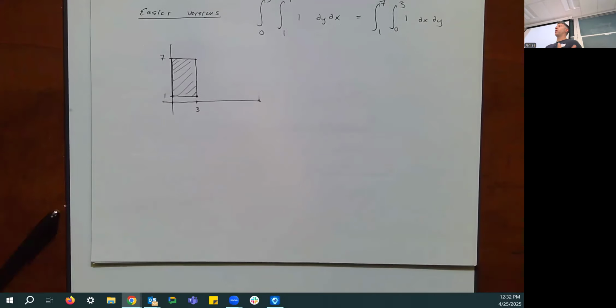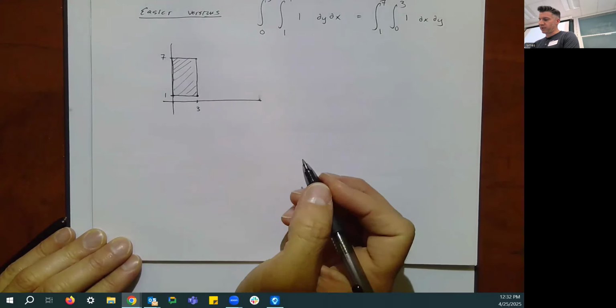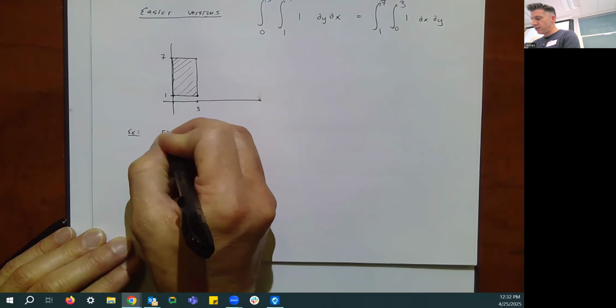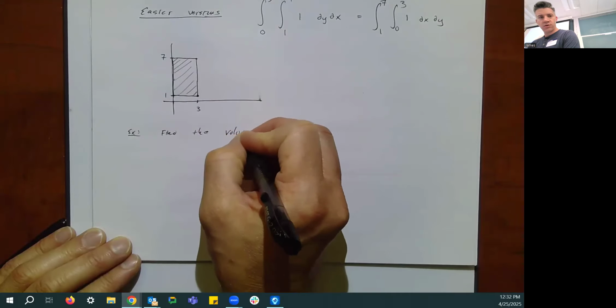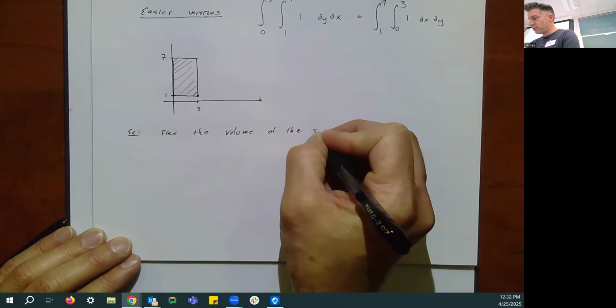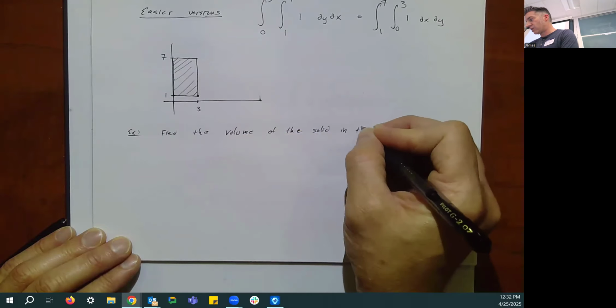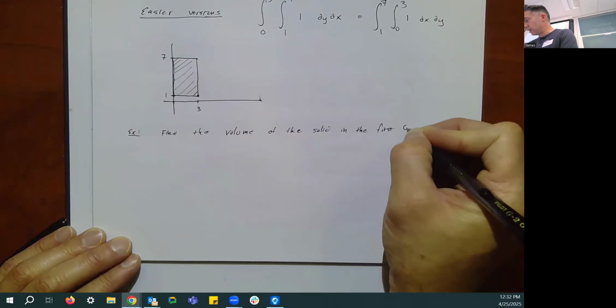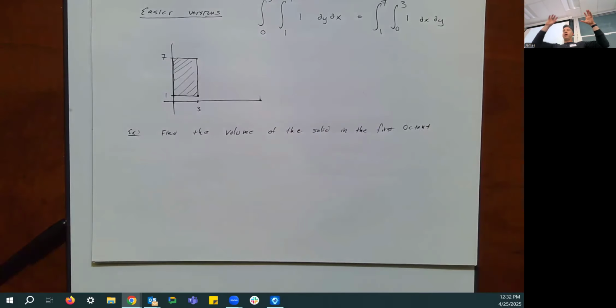So what can we do with this? Well, we can use this to, like I said before, find volumes under surfaces. So for example, do I have enough room to draw this picture? Yeah, I think so. We want to find the volume of the solid that lives in the first octant, meaning it's in three-dimensional space, and it's the 1/8 of three-dimensional space where everything is positive. X is positive, Y is positive, Z is positive. And I mentioned before, if that corner in the room is the origin, we are sitting in the first octant where X is positive and Y is positive and Z is positive.